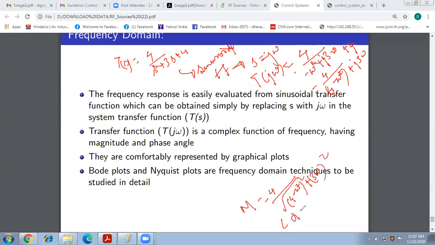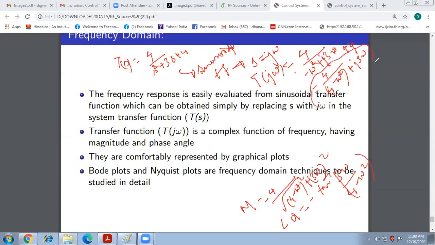And angle phi will be what? Angle phi will be minus tan inverse of 3 omega by 4 minus omega square. Are you getting this, friends, what I am doing? This is a complex quantity.